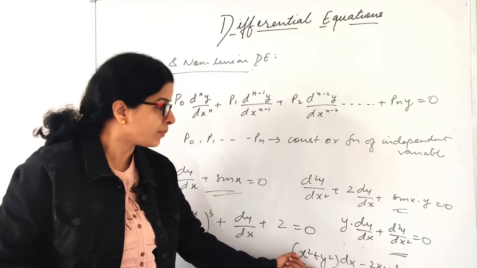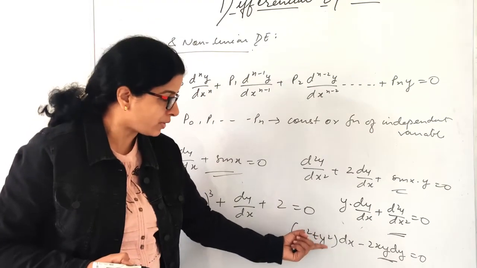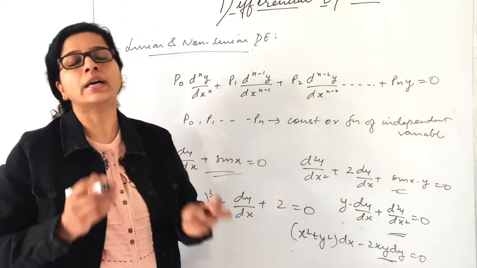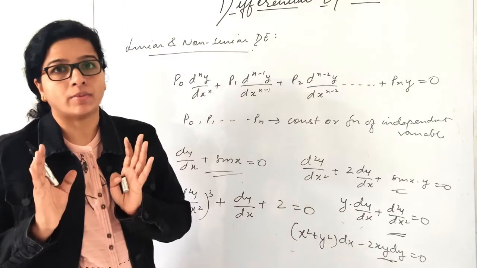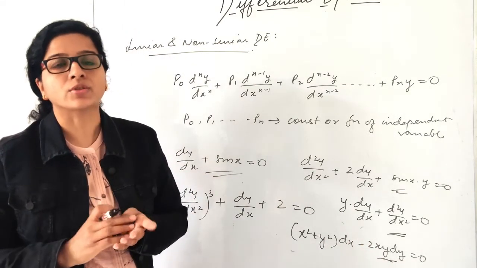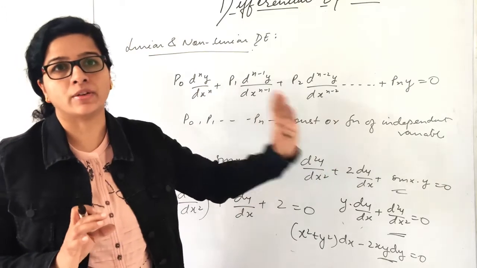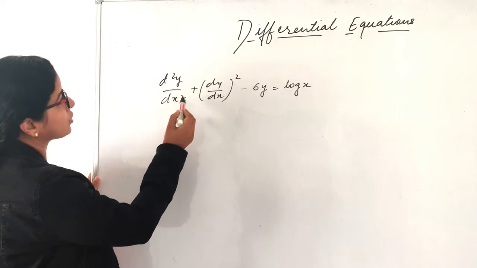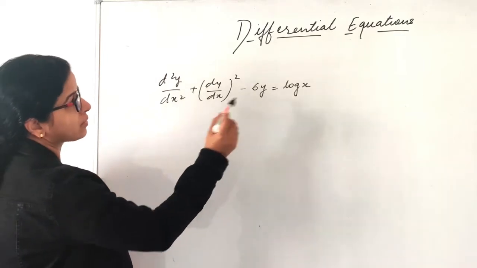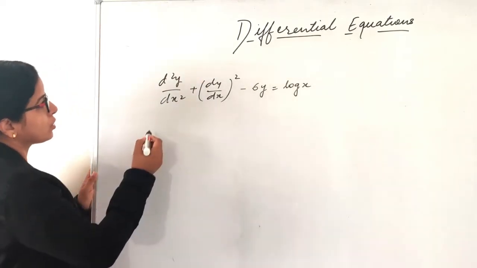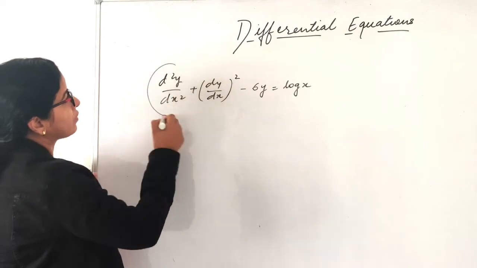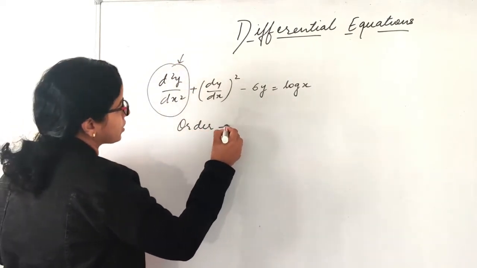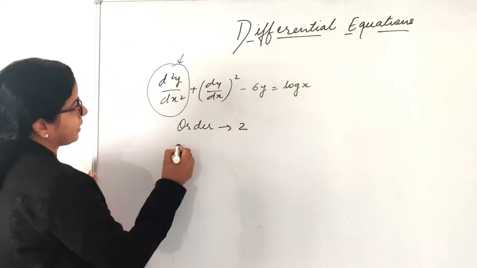We have y square terms here, and also we have a multiplication of the dependent variable and its differential coefficient. Is that clear? So such kind of equations are non-linear differential equations. So let us check this question. We have d2y upon dx2 plus (dy by dx) whole square minus 6y is equal to log x, right? So the highest derivative coefficient is this thing, right? So the order of the differential equation is 2.